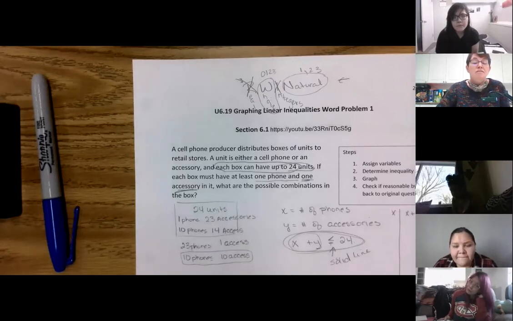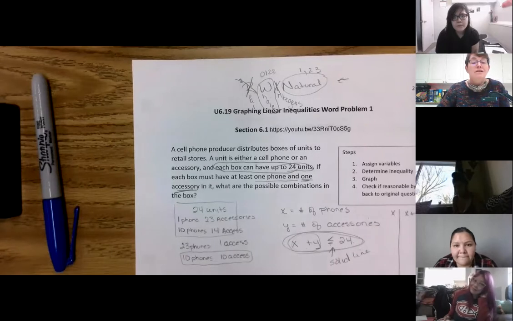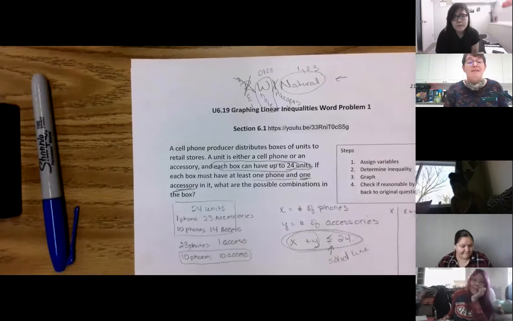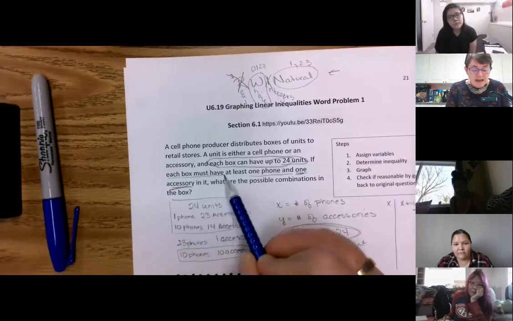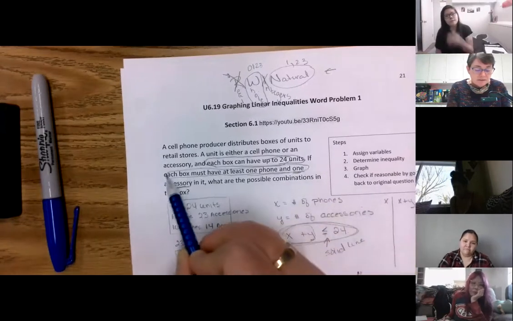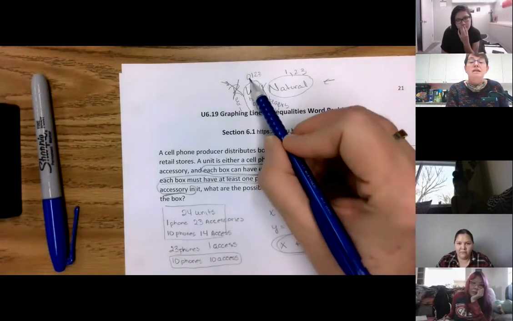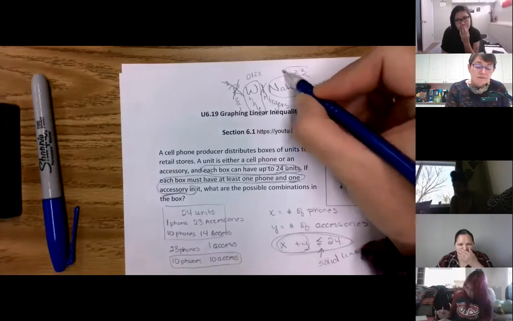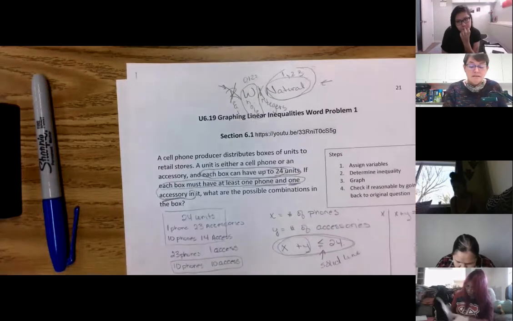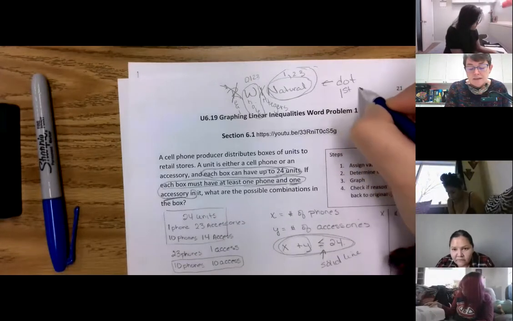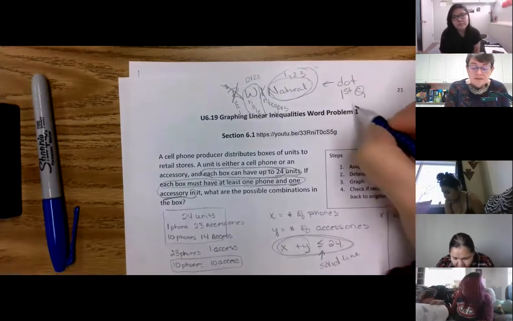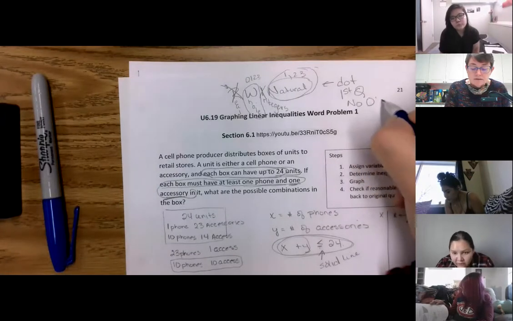I hate to say it, but you're all wrong. I was going to do integers, but we'll make it fast because it says each box must have at least one cell phone and one accessory. So there has to be one of each. So 0 is not an option. So after all that work, it's natural numbers. And natural numbers means you're going to dot in the first quadrant. So only positive numbers and no zeros.